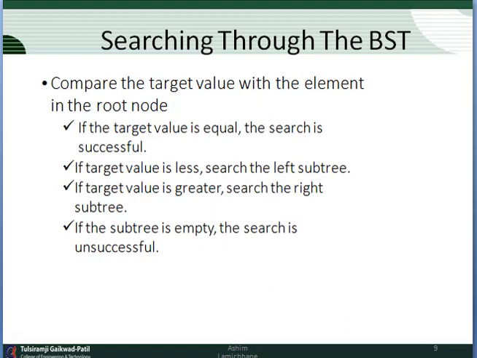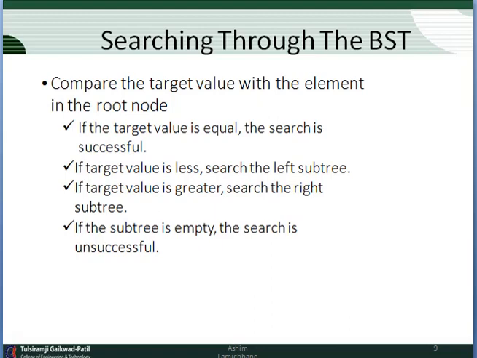If the target value is equal to the root node, then the search is successful. There is no need to visit the other nodes in the tree. If the target value is less than the root node, search the left subtree, because whatever values are less than the root node will always be on the left hand side of the root node. So we may definitely find the value in the left subtree.